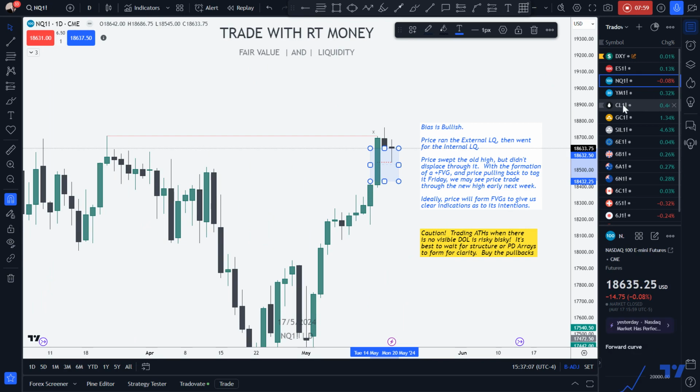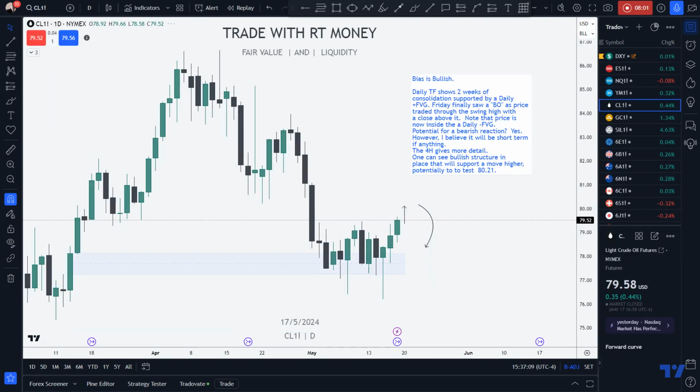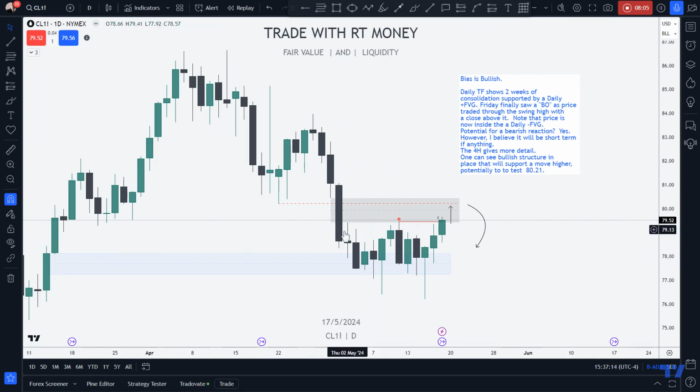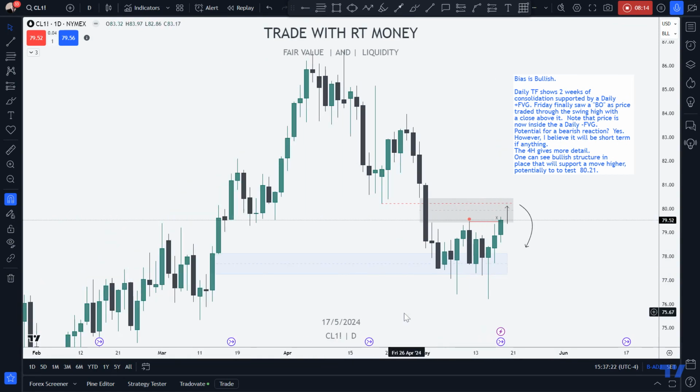Okay, the next one we're going to oil, crude oil. All right, I like to play in crude oil, but it's been rough. It's been kind of choppy here, trapped between a bullish fair value gap and a bearish fair value gap. All right, price has pushed down, taken out these lows. All right. And we are in a fair value gap, and price has had 3 consecutive days of bullishness.